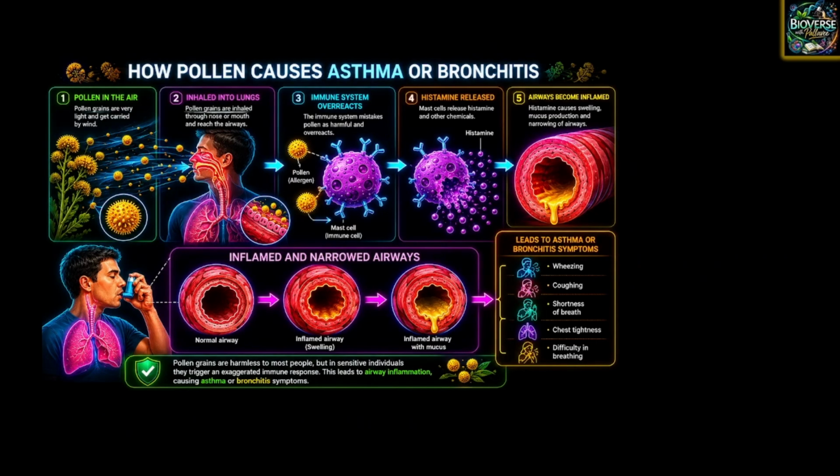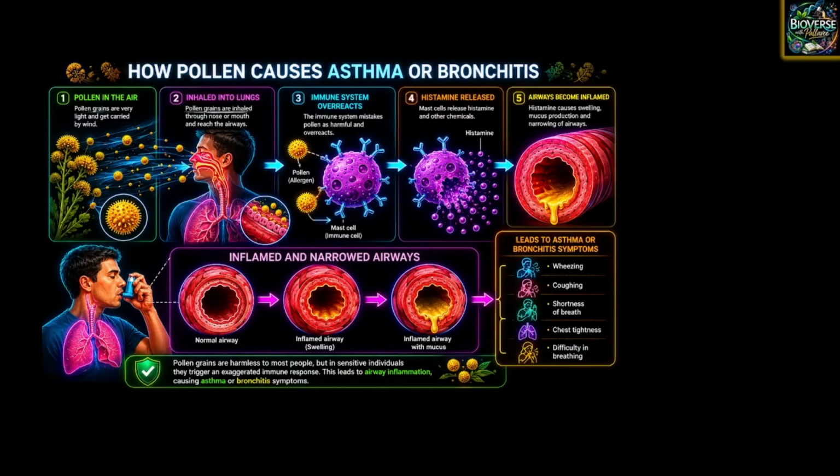Now, what happens? How does the pollen cause asthma or bronchitis? What happens is, children, the pollen in the air is carried away with the help of the wind and then inhaled either through the nose or the mouth. And as a result, your immune system starts to overreact.